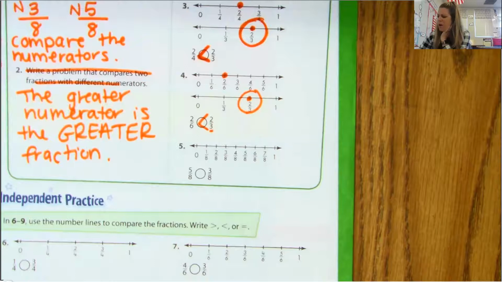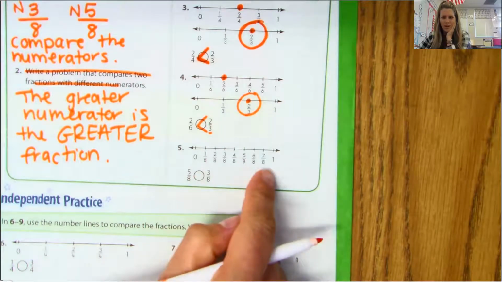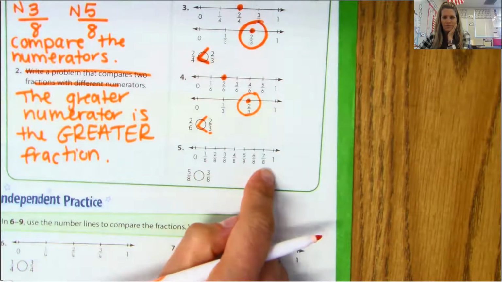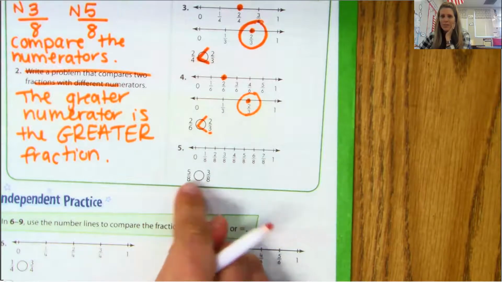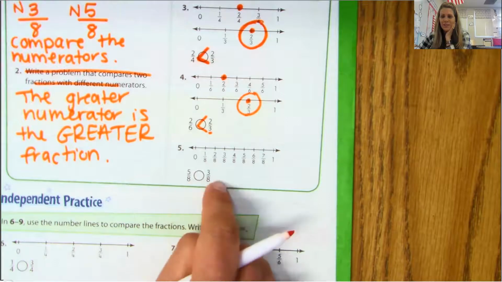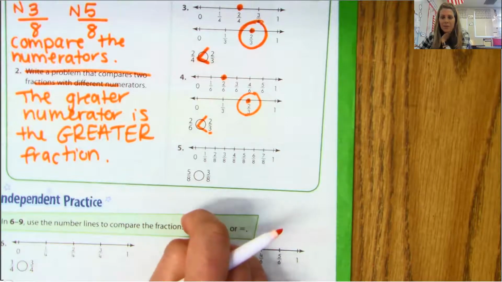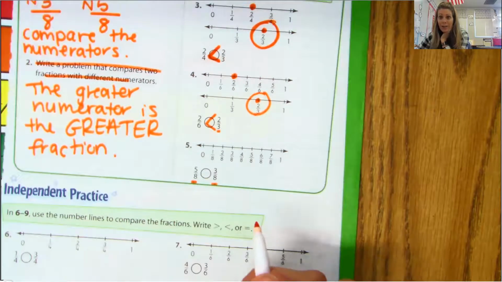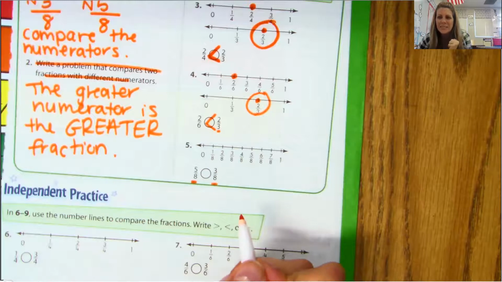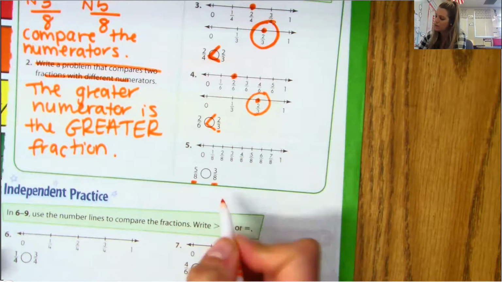Why does this problem only have one number line? What do you notice about these fractions? Well, they can be on the same number line because what do they have the same? They have the same denominator, right? Yes, we love when it's the same denominator. All right, let's plot it.